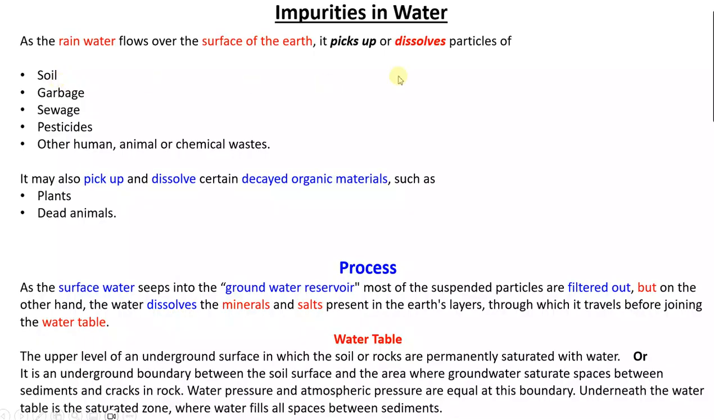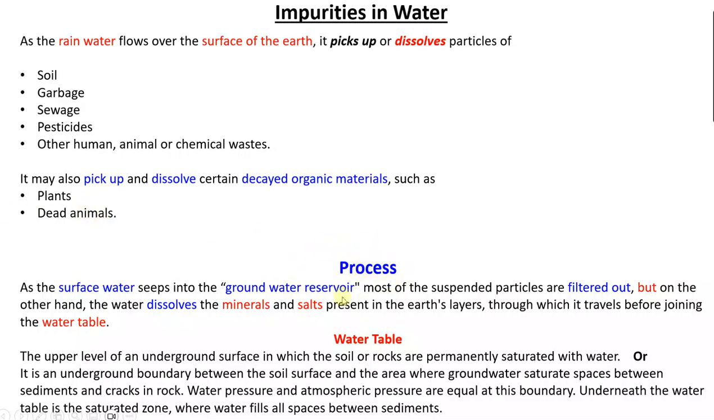Rainwater can pick up dissolved particles of soil, garbage, sewage, pesticide, and other human, animal, or chemical waste. It may also pick up and dissolve certain decayed organic materials such as plants and dead animals.